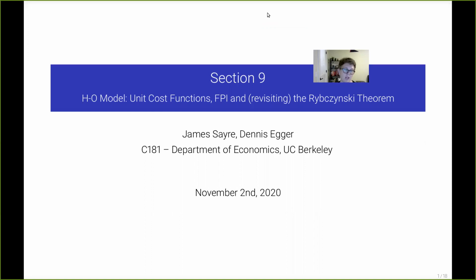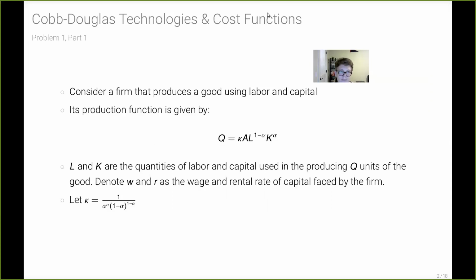And what we're going to do today is make this the last section that we cover stuff in the Heckscher-Ohlin model. Today I'm going to be covering unit cost functions, which is a very helpful way that you can work with cost functions in the Heckscher-Ohlin model. I'm going to think a little bit about the factor price insensitivity theorem and also the factor price equalization theorem. And then I'll post an add-on where I revisit the Rybczynski theorem a little bit later.